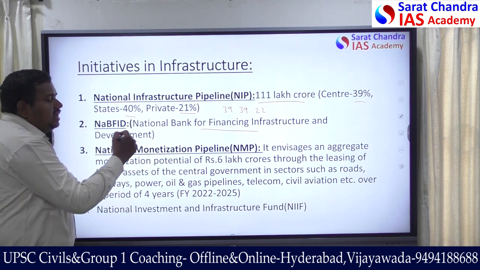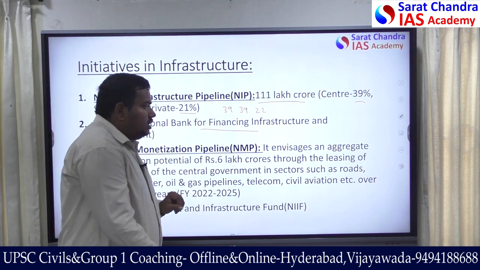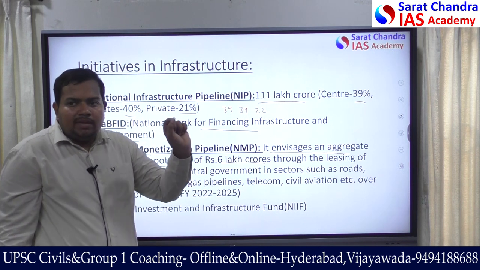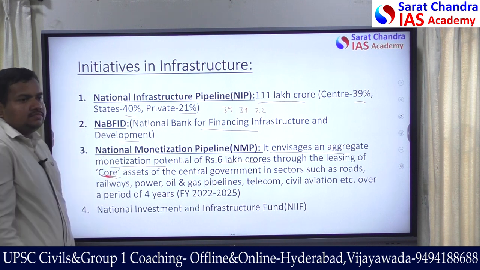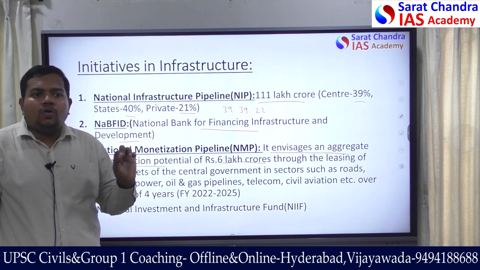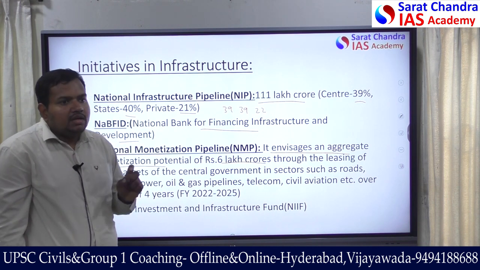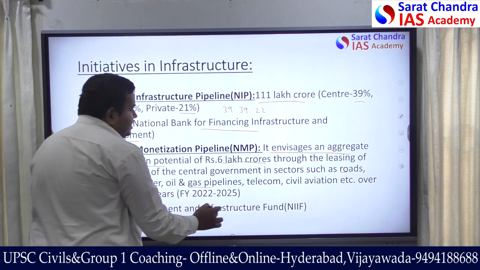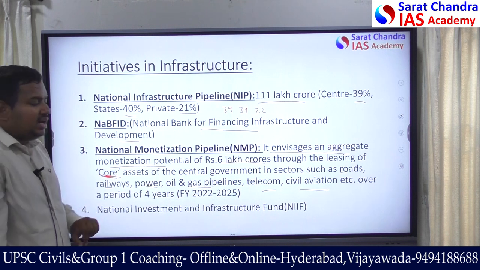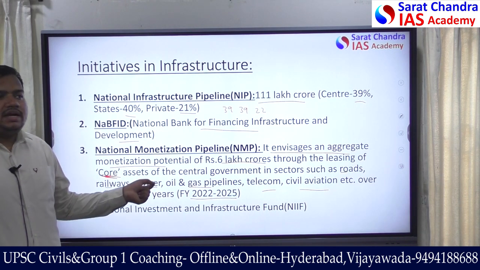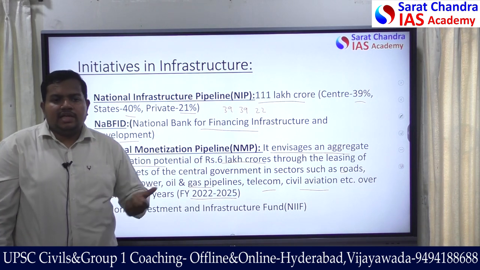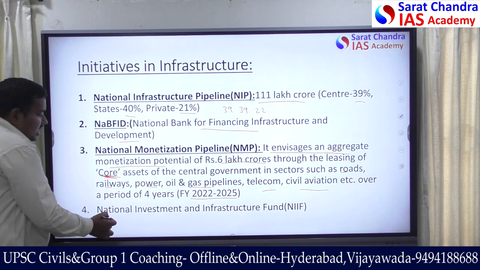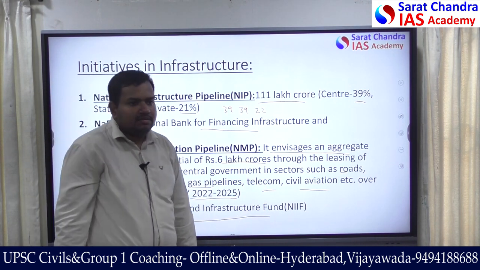Okay, similarly, National Monetization Pipeline. So what is this related to? It envisages an aggregate monetization potential of rupees 6 lakh crore through leasing of, remember this word which is very important, core assets. Not all the assets, only the core assets of the government or the public sector. So what are the core assets? Example, of the central government in sectors such as roads, railways, power, oil and gas, telecom, civil aviation, in the next 4 years. So this is the time period. Here you need to understand the word core. In the options, while giving a prelims question, I can give both core and non-core assets, but that will be wrong. Only the core assets. Okay. Similarly, National Investment and Infrastructure Fund, which we have already discussed.